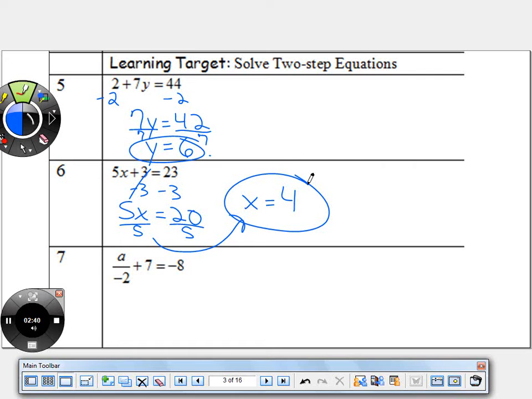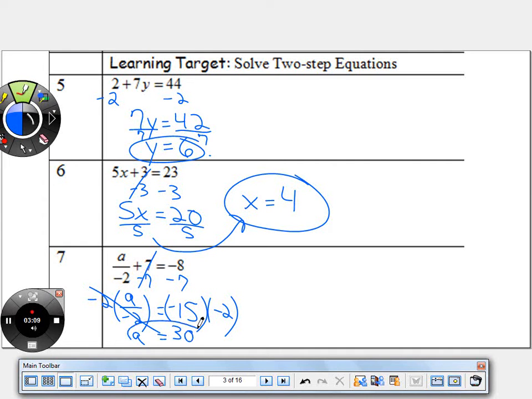Number 7, the order is real important there. You want to get rid of the plus 7, so first, you want to subtract 7. So that's a divided by negative 2. This will cancel out, so that would be negative 15. And then we need to get rid of that negative 2, so we're going to multiply. It's being divided, so we multiply. That cancels out, and then a equals negative 15 times negative 2, which is a positive 30.